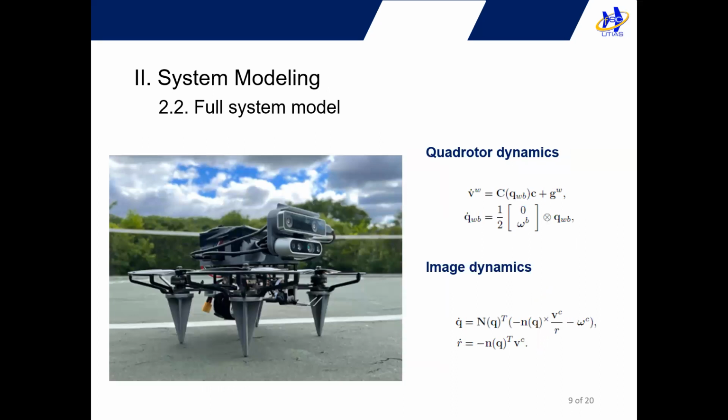Now we introduce the full system dynamic model. It can be seen that the camera is rigidly connected to the flying platform, and therefore, any thrust change will eventually propagate to a change in pixel coordinate of the visual feature. To precisely capture this relationship, we need to take into account both the quadrotor dynamics and image dynamics.